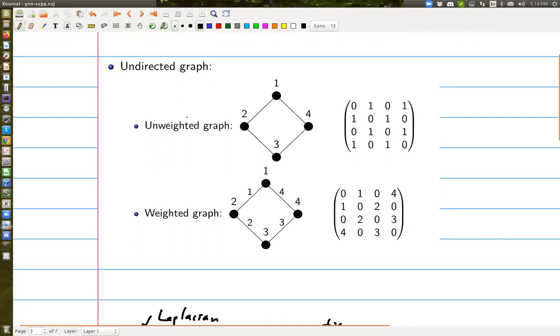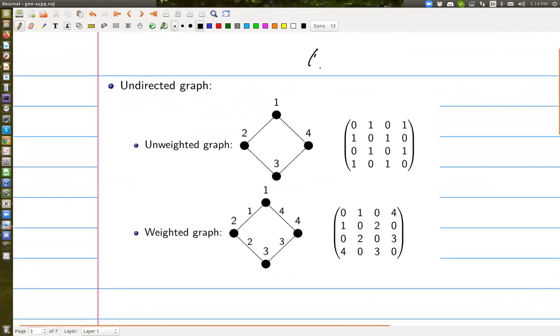Before I move on, maybe I should define a couple of graph matrices. We mentioned this adjacency matrix A here. I have a graph with n nodes, which is actually 4 nodes here. Then the adjacency matrix is 4x4. Basically, a_ij is equal to 1 if i and j are connected. Otherwise, if i and j are not connected, then a_ij is equal to 0.